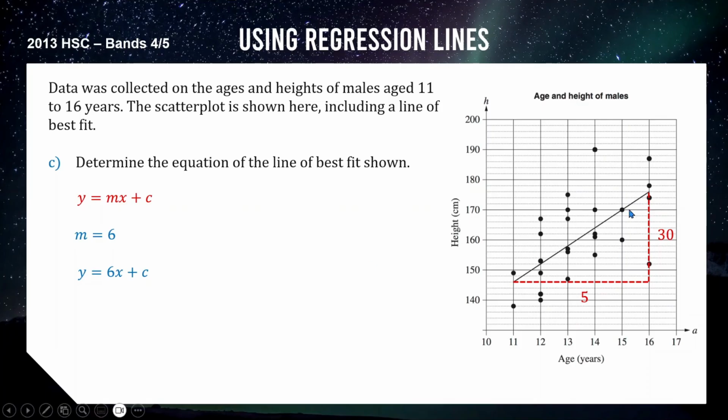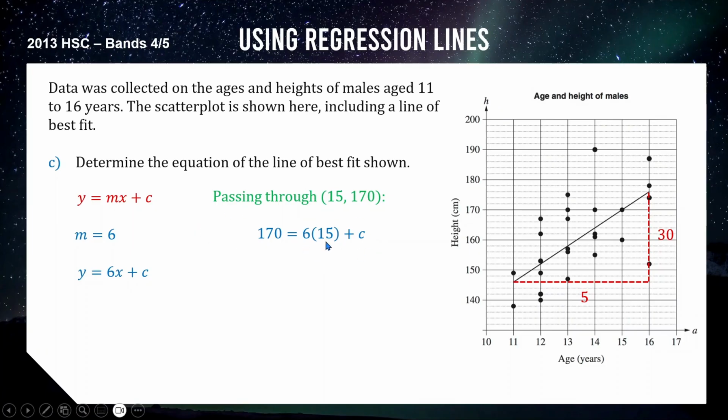So I'm just going to pick this point right here, bang on the line, an a value or an x value of 15 and a y value of 170. So we're going to say when a or x is 15, the y value is 170. Putting that into my equation, I get 170 on the left, and I'm changing the x value to be 15, and now I'm trying to figure out what the plus c is that makes this equation work.